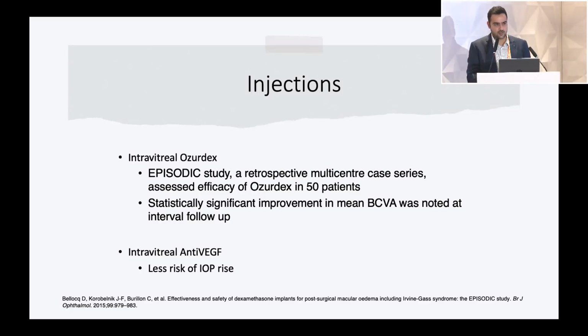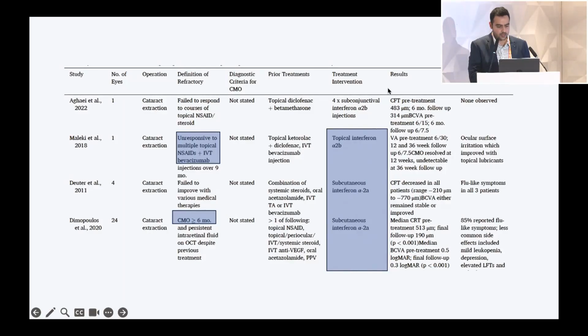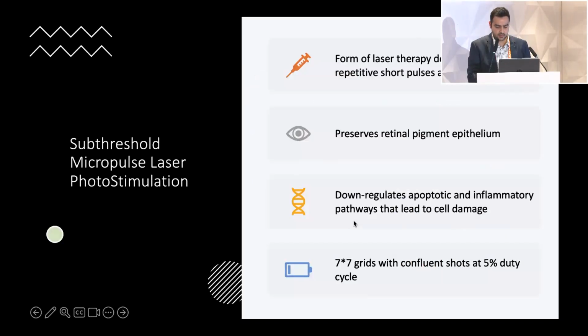Intravitreal anti-VEGF have also been tried because they have predicted that VEGF is also released in these cases where there is inflammation. Then these are the medical treatment options which we've already discussed. People have also studied infliximab and have shown that in cases where there is a refractory pseudophakic CME, we can use an immunomodulator. So these were other studies which were done on topical interferon and subcutaneous interferon, which found that where CME had persisted for greater than 6 months, it was responsive to interferon.